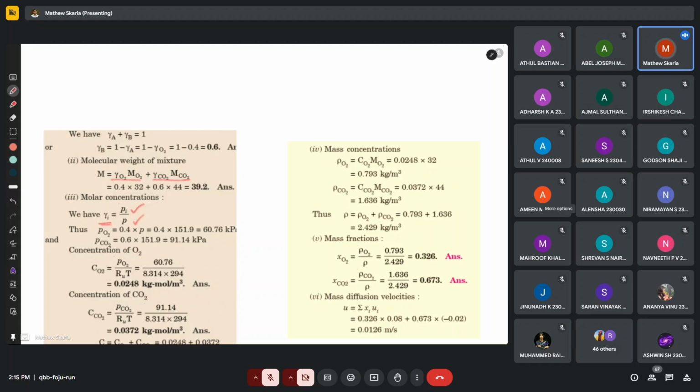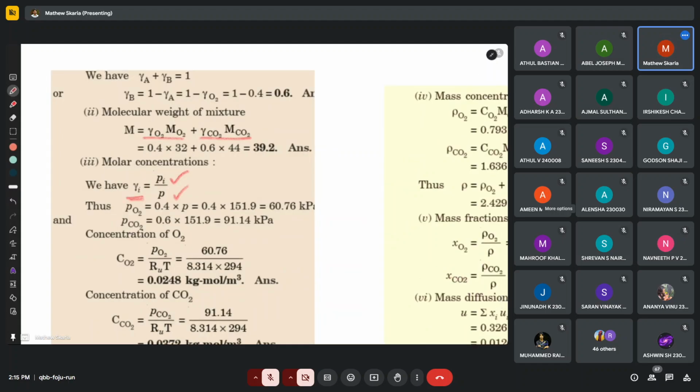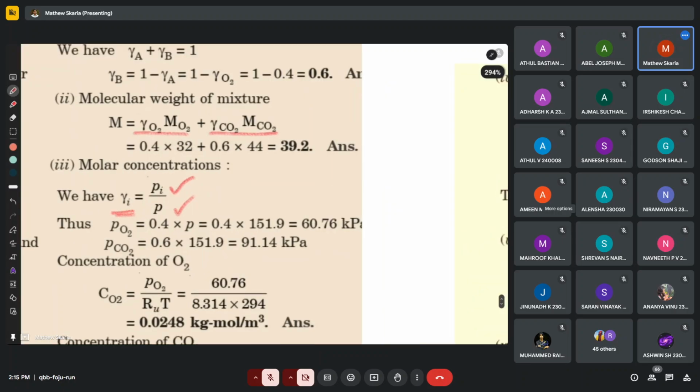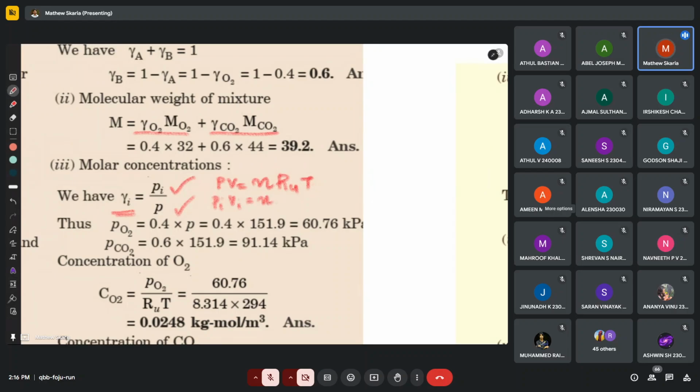Okay, next discussion, molar concentration. Another expression is there, that is gamma I is equal to Pi by P. Let us see how these expressions arrive. We know the expression PV is equal to n into Ru into T. For a component I, I can write this expression Pi Vi is equal to ni into Ru into T. Let this be expression 1 and this be expression 2. So 1 by 2.